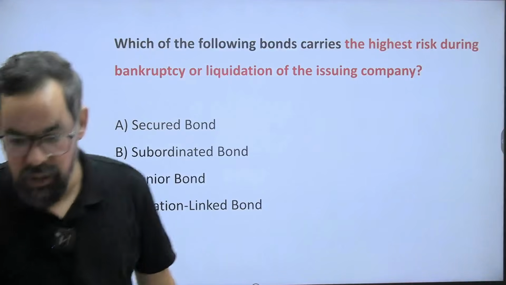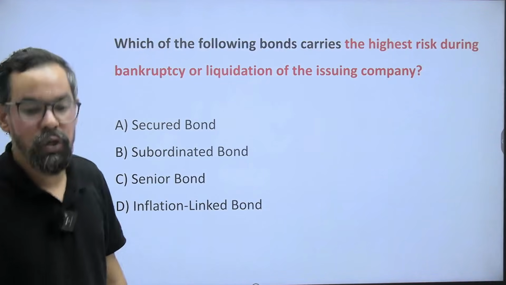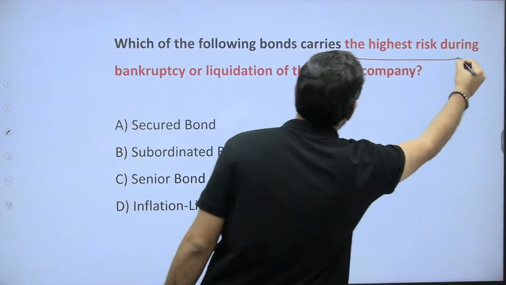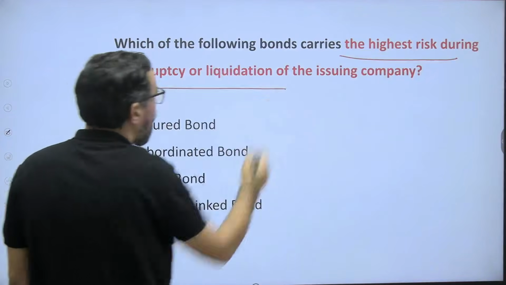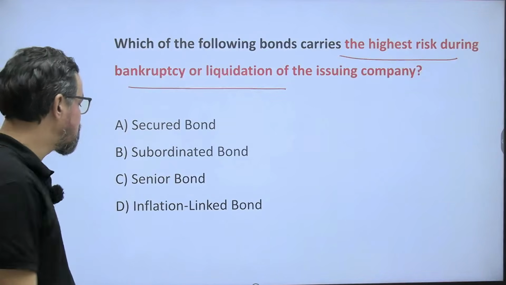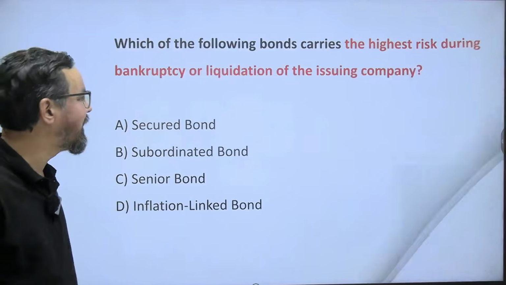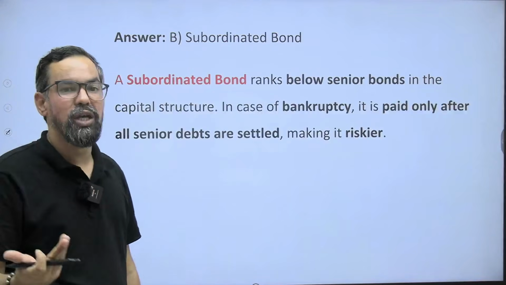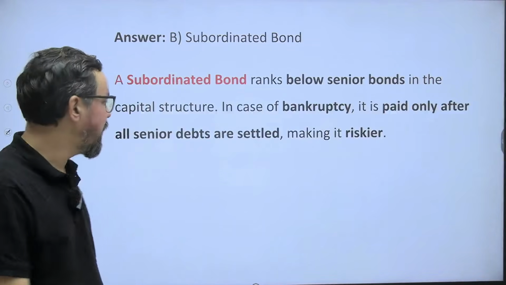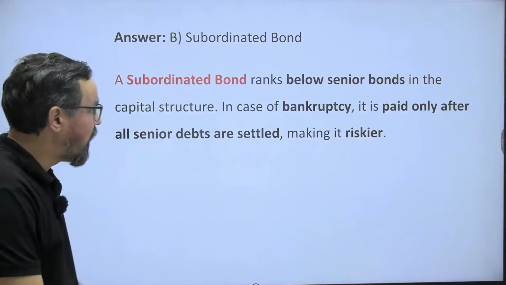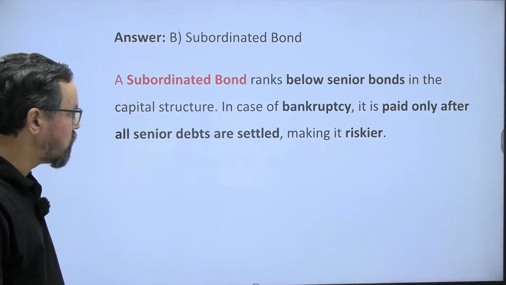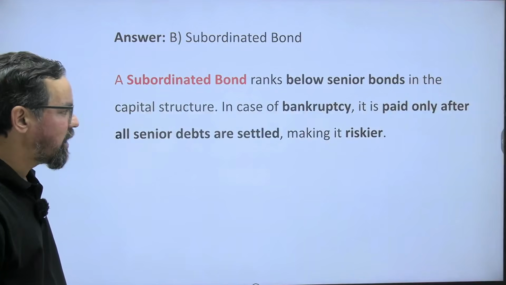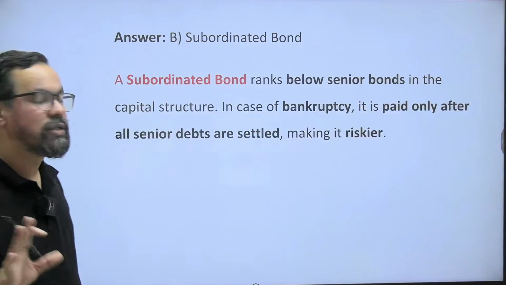Let's practice one small set of questions also. Which of the following bonds carries the highest risk during bankruptcy or liquidation? So what will be the correct answer? Subordinated, which is also known as secondary debt. At the time of liquidation, they get secondary preference, right? So subordinated bonds rank below senior bonds or senior debt in the capital structure. In case of bankruptcy, it is paid only after all senior debt is paid.